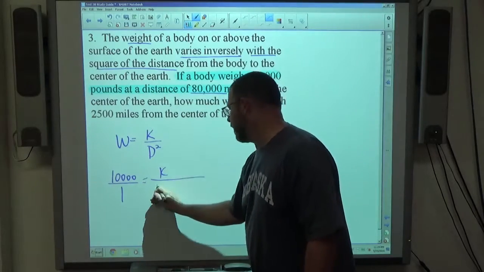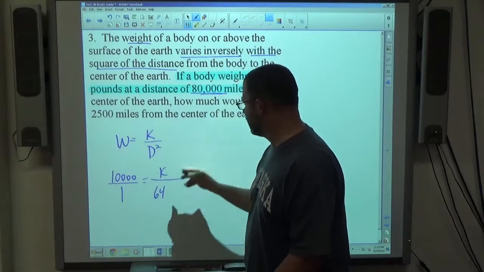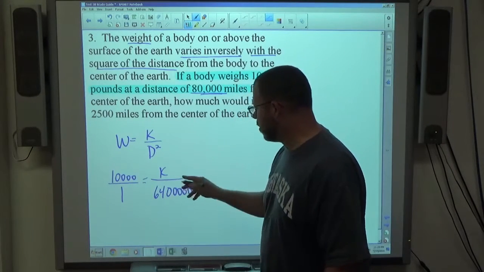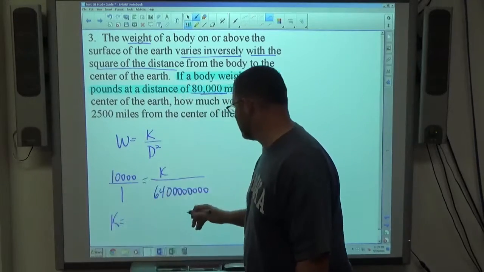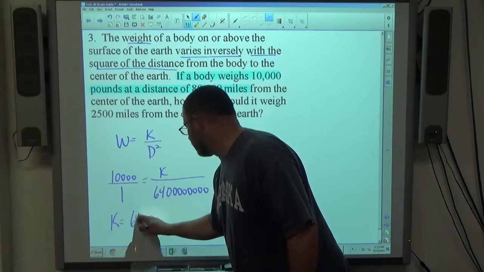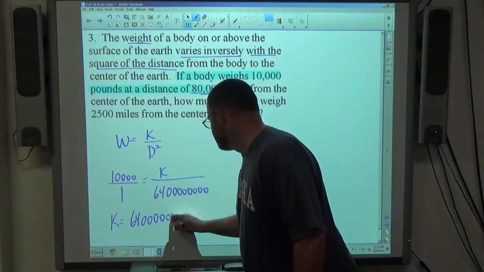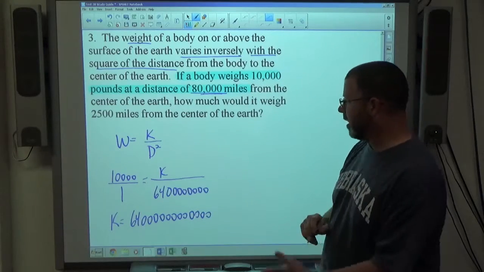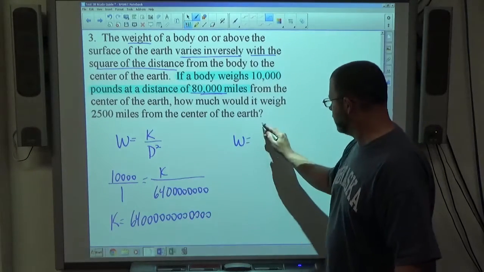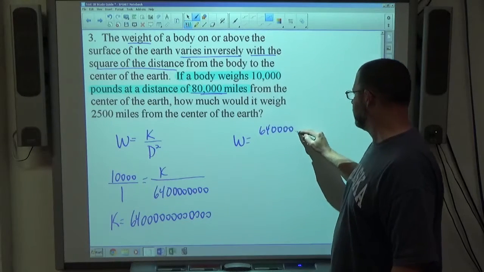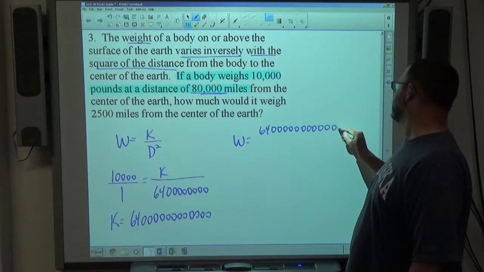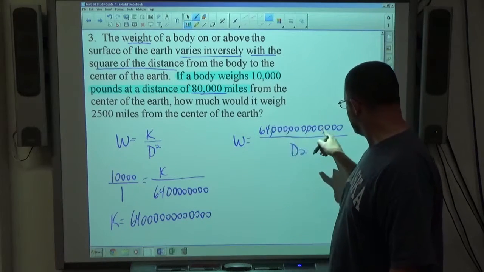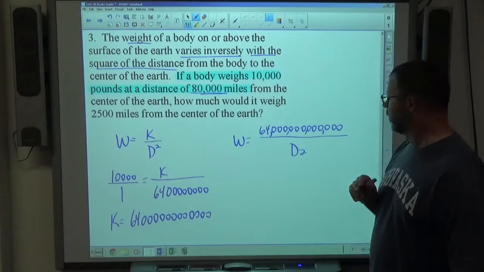To square 80,000, square 8, which is 64. And there's 4 zeros, double it, we're going to get 8 zeros. If I cross multiply, I get 1 times K is equal to 10,000 times that number. So 64 followed by 8 zeros, multiply by 10,000, which puts 4 more zeros on it. Gets me K is equal to that number. So now weight equals 64,000,000,000,000 over D squared. So I can call the number by the right name here: millions, billions, 64 trillion over D squared.